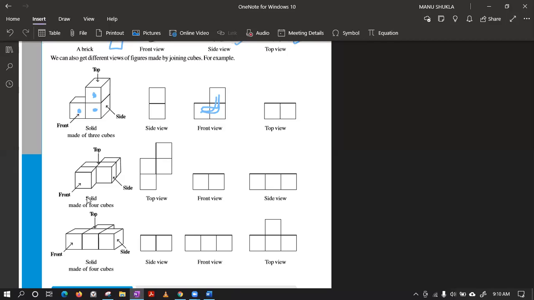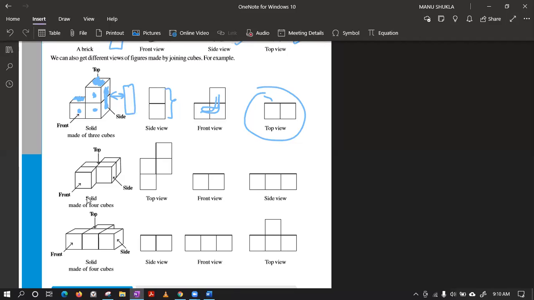Okay. Now, when you are standing on the side like this, you can see this face and this face only. When you are standing exactly in front of this thing, you can see these two. So this will become your side view. When you see from the top, you can see this face of square and this face of square. So it will be visible to you like this.